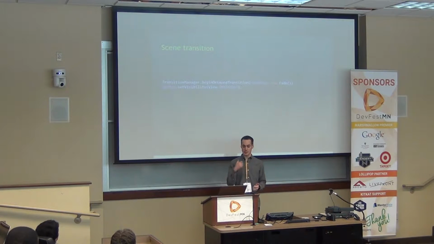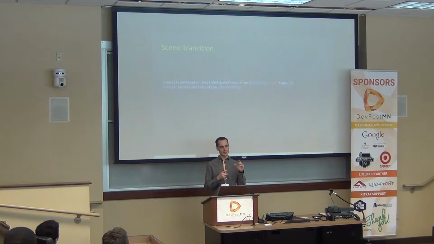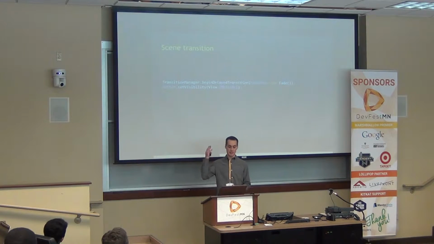All you have to do is call TransitionManager.beginDelayedTransition, pass in the root view of the scene, so all the things that you want to animate, and then tell it what kind of transition you want to do. In this case, we're doing a simple fade. And then take our button, so in this case we just want our button to transition, and we're just going to set its visibility to invisible.